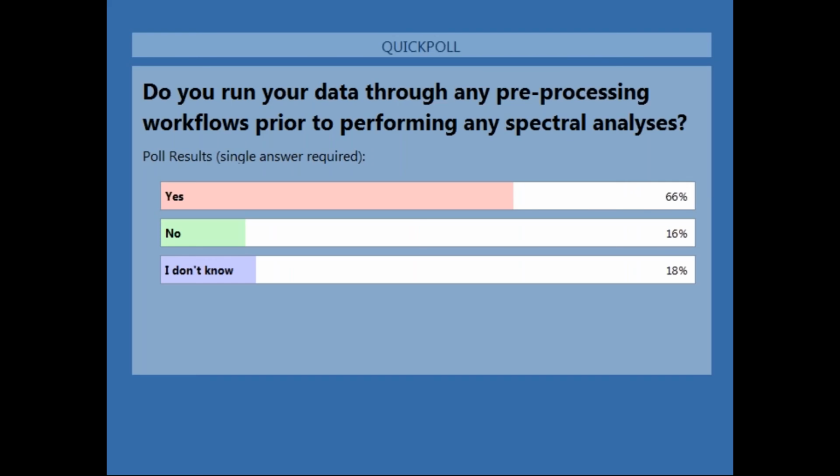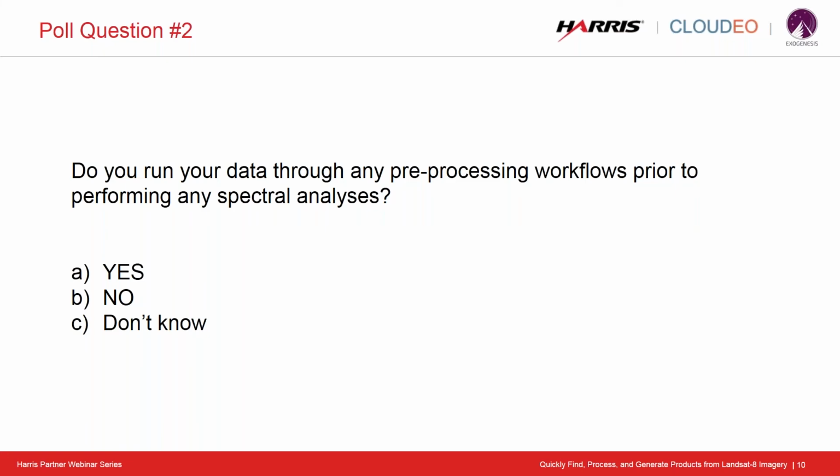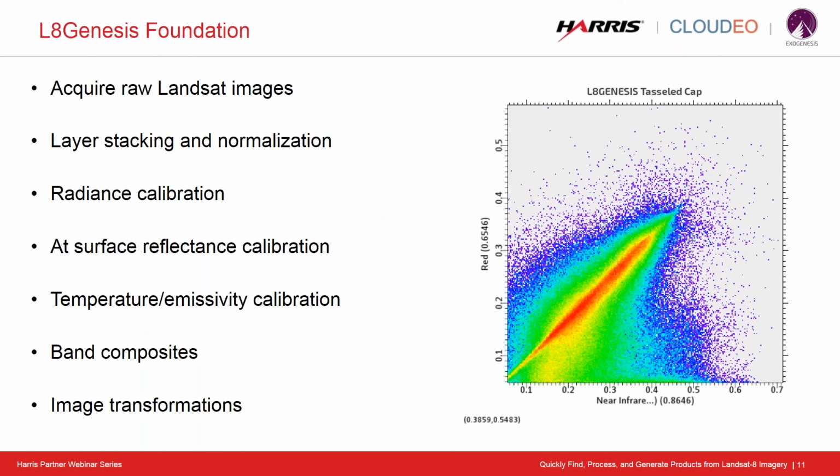Okay, great. So it looks like the majority of you are running some processing or pre-processing, and a few are just using standard band composites or unprocessed Landsat data. So we'll cover now a little bit more of what we're doing on our pre-processing side, and we can see whether or not that's in line with what you guys already do manually.